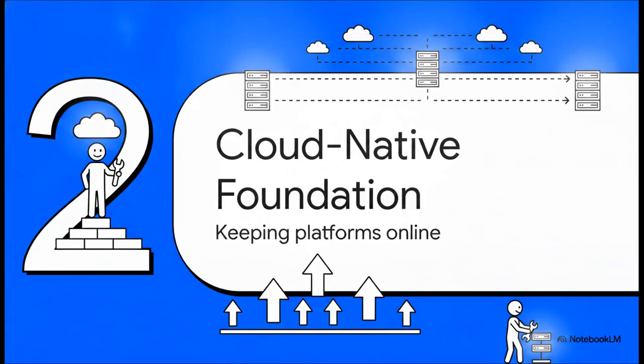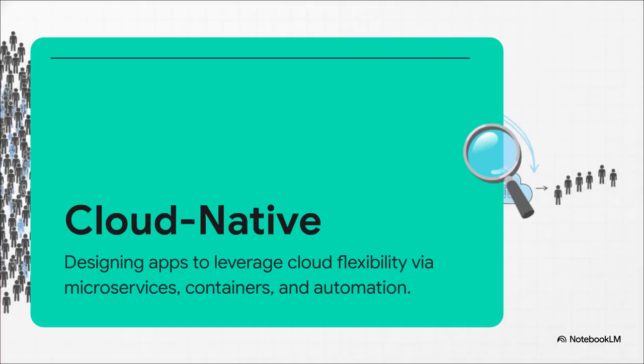Moving on to section 2, the cloud-native foundation. You hear the term cloud-native thrown around a lot in this space, but what does it actually mean? Well, essentially, cloud-native is a modern way of building applications that are specifically designed to leverage the pure power and flexibility of the cloud. It means you're not just treating the cloud like some remote hard drive anymore. Instead, you're using microservices, containers like Docker, and automated managed services to build software that can handle massive, explosive growth without you constantly sweating over downtime.